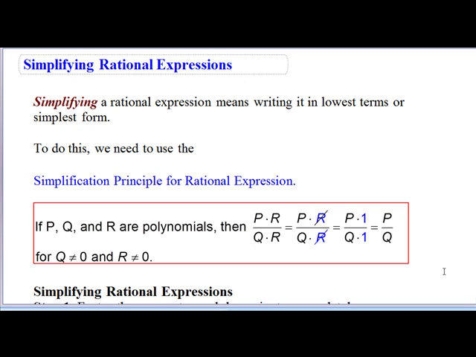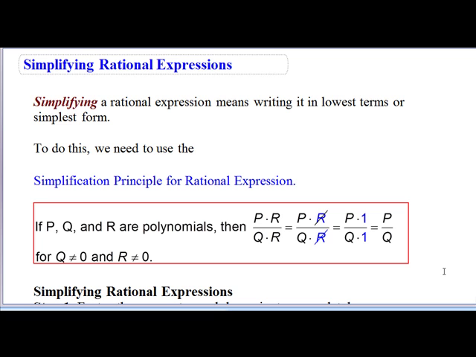In this video, I'm going to show you how to simplify rational expressions, which means you write the rational expression in lowest terms. To do this, we need to use the principle for rational expressions.